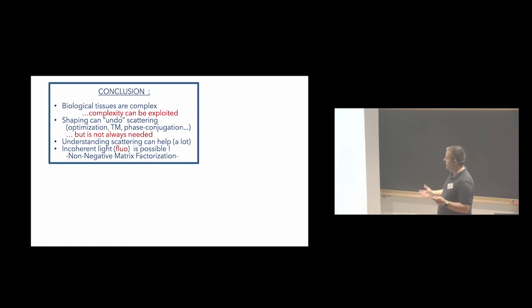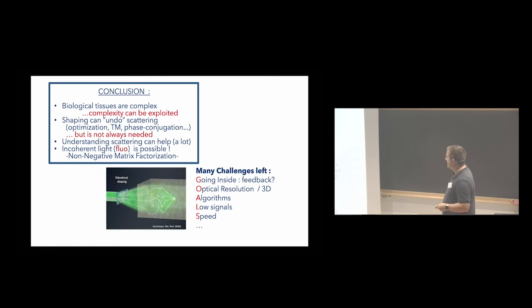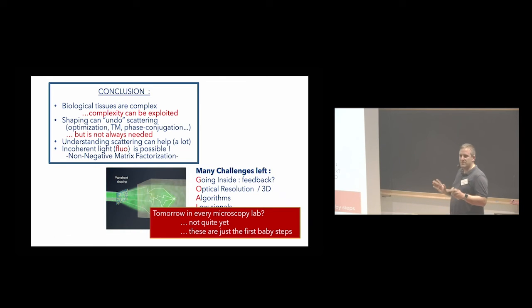You don't always need to do wavefront shaping. And at least for us, it was a big realization that even though it's a very coherent approach to understanding the propagation, incoherent light is also okay. So fluorescence is also okay. And it's still far from being something that you can apply very quickly to in vivo situations. Even though there are some nice first demonstrations, it still remains some physicist baby steps, as I try to call them.